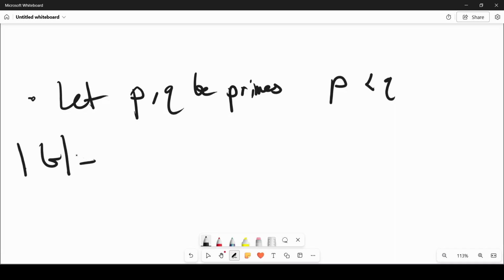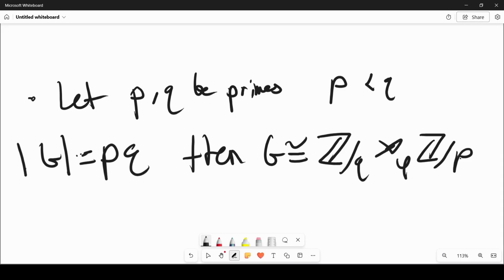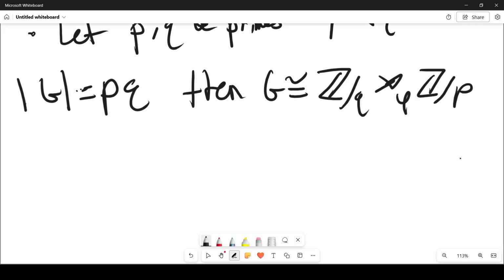And let the order of my group be P times Q. So for example, 6 or 15 or 77. And what I want to prove is then G is a semi-direct product of Z mod Q, semi-direct product with Z mod P. Okay. So, Sylow's theorem tells us there exist a P and a Q Sylow subgroup. Let's call them HP and HQ.